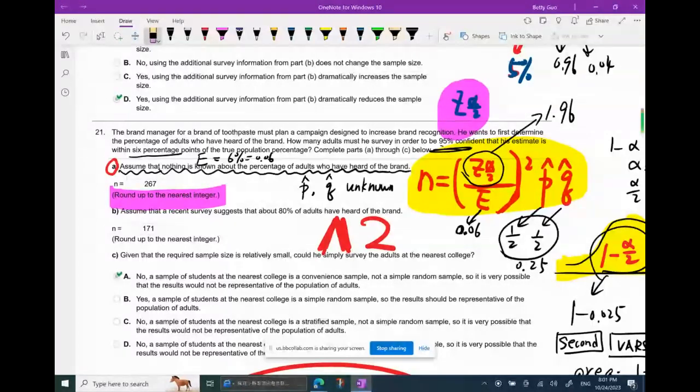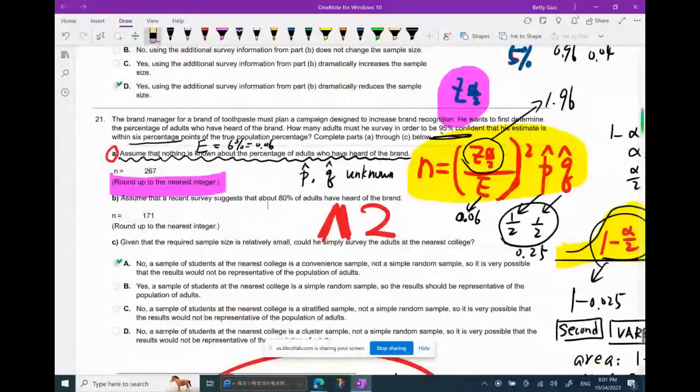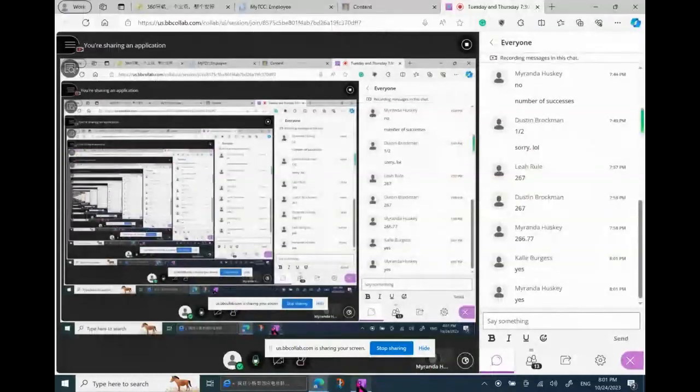This is a good question. In the first part, when p hat and q hat are unknown, we use 1/2 or 50% to substitute for their values. And part B is another case.